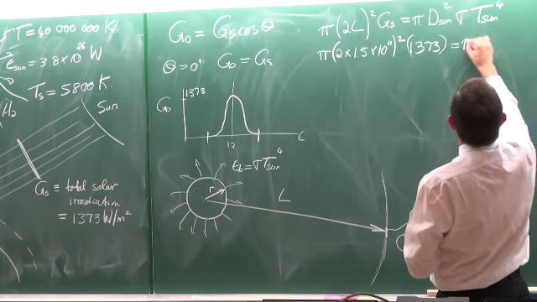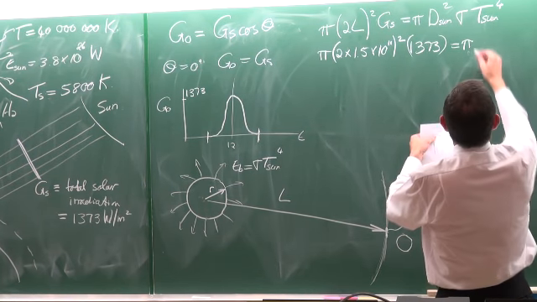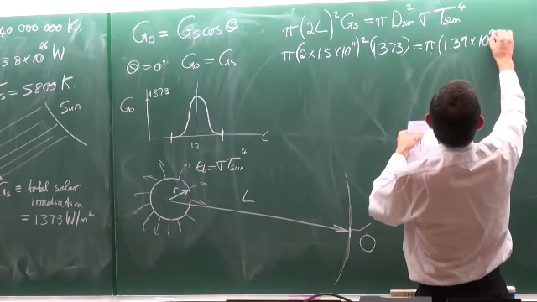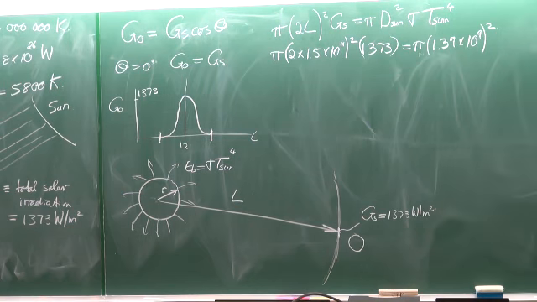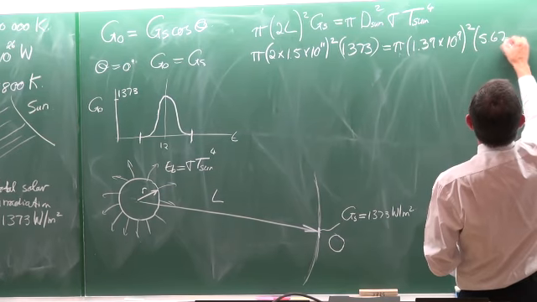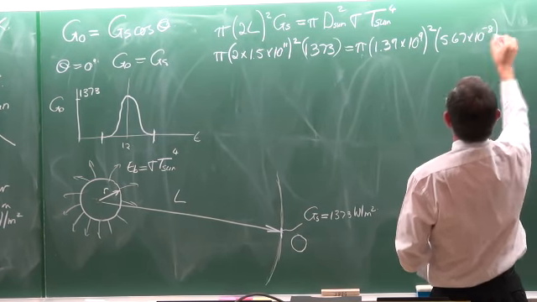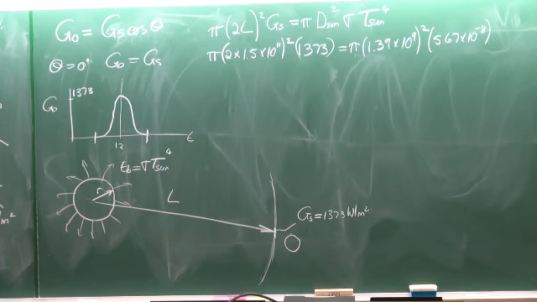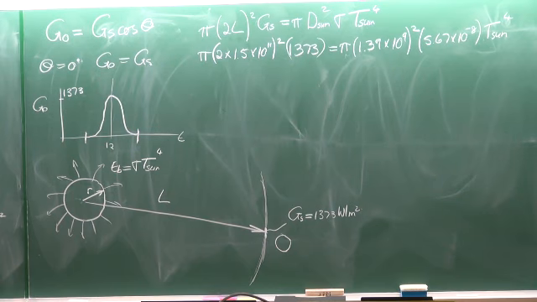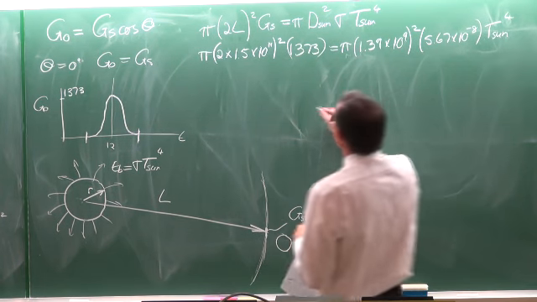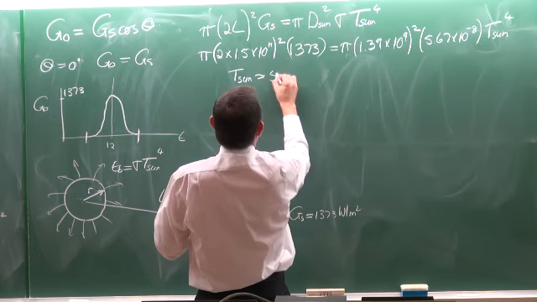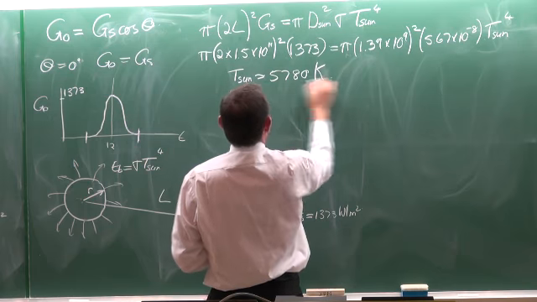That is equal to pi multiplied by the diameter of the Sun. The diameter of the Sun is 1.39 multiplied by 10 to the 9 meters, squared, multiplied by the Stefan-Boltzmann constant, 5.7 multiplied by 10 to the minus 8, multiplied by the temperature of the Sun to the fourth. And if you then solve it, you get that the temperature of the Sun is equal to 5,780 Kelvin.